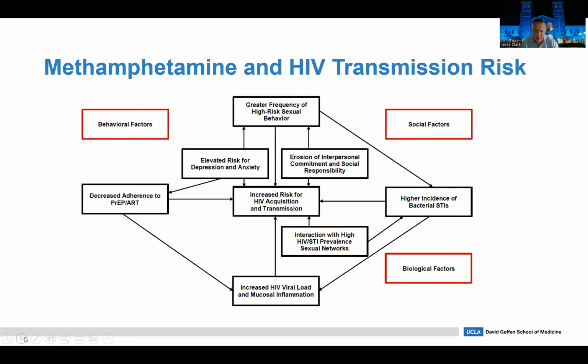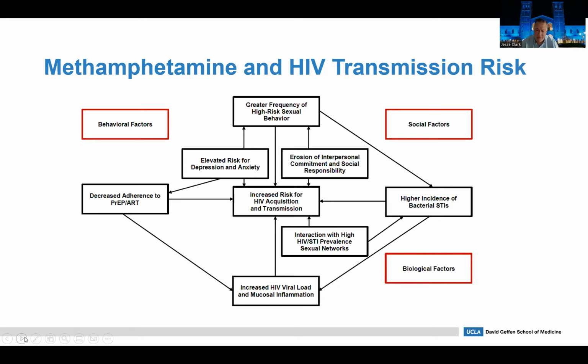So this is a diagram I came up with. It's not definitive, but some of the different behavioral, social, and biological factors associated with meth use that increase risk for HIV acquisition and transmission within their community, within their sexual network. So when people use meth, as we just discussed, they're more likely to have high-risk sexual behavior more frequently. They also have increased risk for depression and anxiety. There's an erosion of interpersonal commitment and social responsibility within their communities, which increases the likelihood of engaging in risk behavior and lack of concern for acquiring HIV or transmitting to sexual partners if they're already positive.